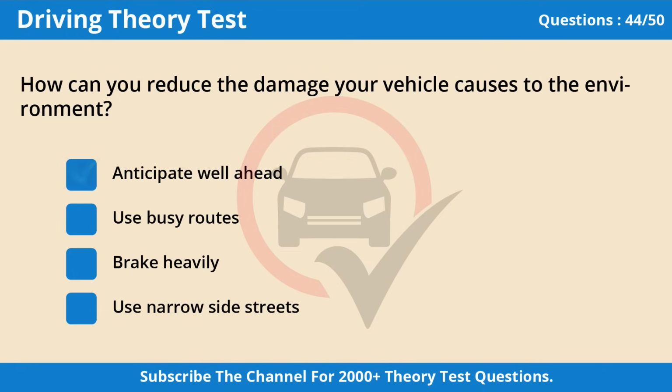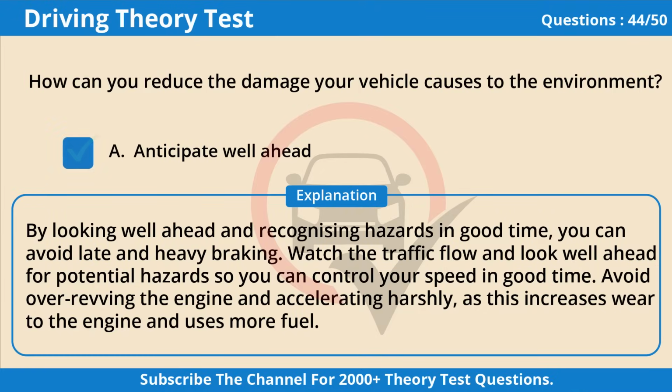A. Anticipate well ahead. By looking well ahead and recognizing hazards in good time, you can avoid late and heavy braking. Watch the traffic flow and look well ahead for potential hazards so you can control your speed in good time. Avoid over-revving the engine and accelerating harshly, as this increases wear to the engine and uses more fuel.